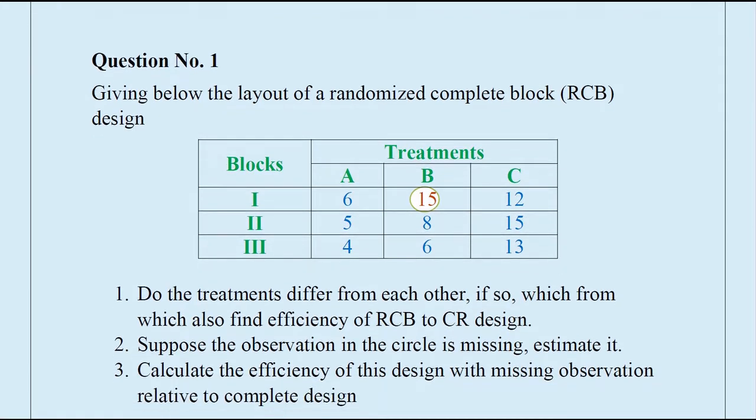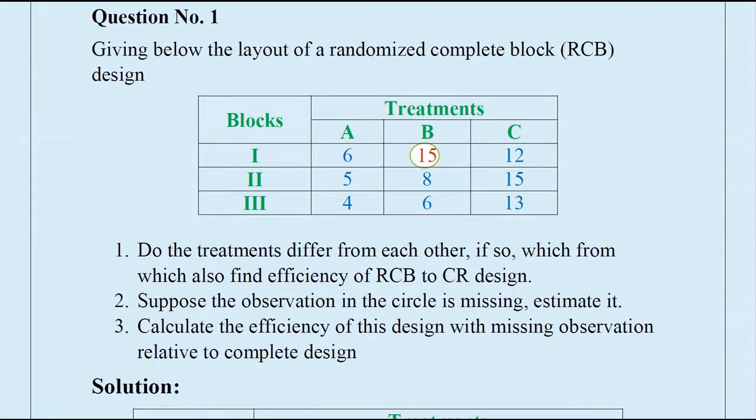Here is the statement of the question. Given below is the layout of a randomized complete block design. Blocks are on the row sides and treatments are on the column sides. There are 3 treatments A, B, C and 3 blocks 1, 2 and 3. Do the treatments differ from each other? If so, which from which? And also find the efficiency of RCB design to CR design.